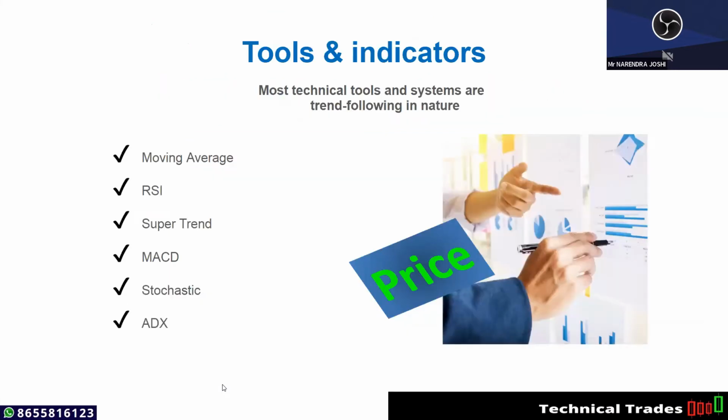There are many traders who use tools or indicators in trading. Some of the indicators I have shared here: moving average, RSI, super trend, MACD, stochastic, ADX. Most technical tools and systems are trend following. I want to know from our friends who joined us, which indicator do you use if you are actively trading in the market using charts? Some of them would be following moving average or RSI or super trend. If you want to share, which indicator do you use.